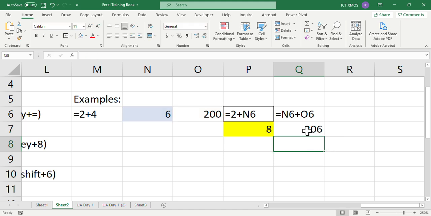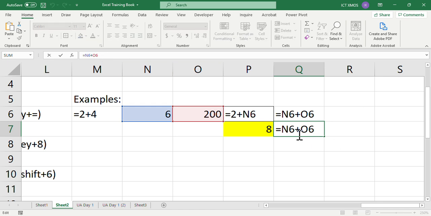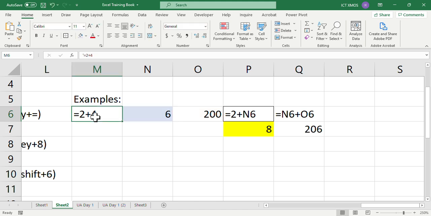You can see 2 plus 200 equals 206. All we needed to do was to enter the formula N6 plus O6, and it gives you the result. This is the formula you have to put, and you are referencing the cell. You did not put the numbers directly, unlike this one where you put the numbers directly.